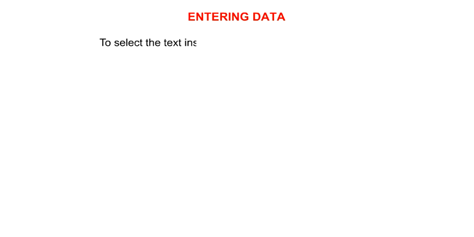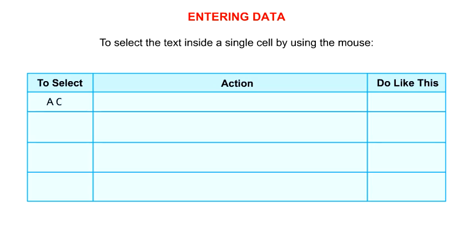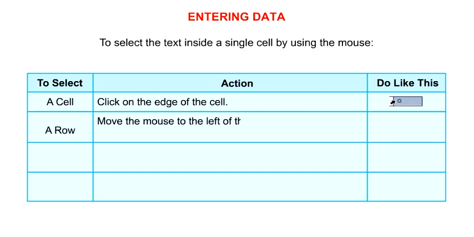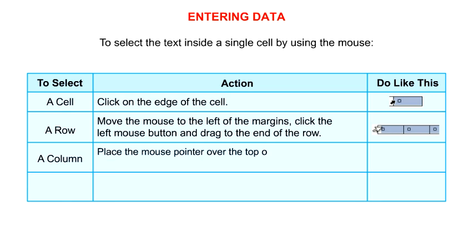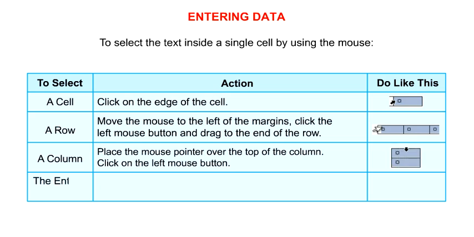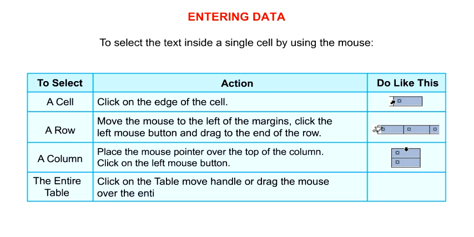To select the text inside a single cell by using the mouse. To select a cell, click on the edge of the cell. Do like this. A row, move the mouse to the left of the margins, click the left mouse button and drag to the end of the row. A column, place the mouse pointer over the top of the column. Click on the left mouse button. The entire table, click on the table move handle or drag the mouse over the entire table.